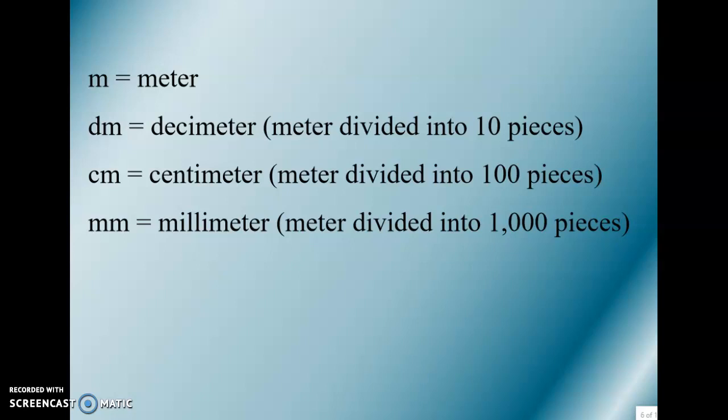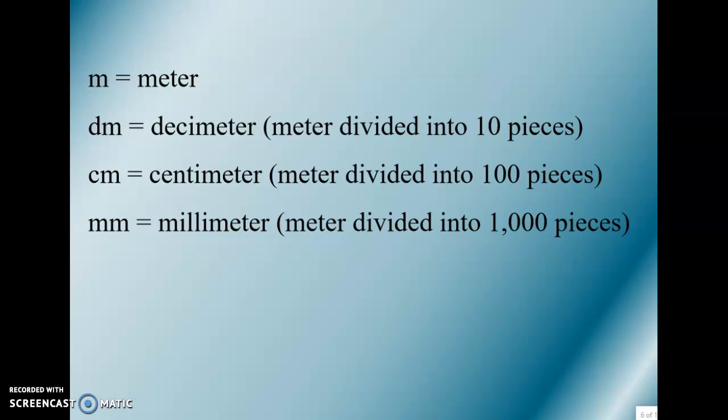So if you take that meter stick and you divide it into 10 pieces, each one of those is a decimeter. And you look at deci and you think it's a prefix, because meter means measure, and the prefix on the front of it means 10. Like a decade is 10 years, dec is 10. And then we look at centimeters. Think of that meter stick and divide it into 100 pieces.